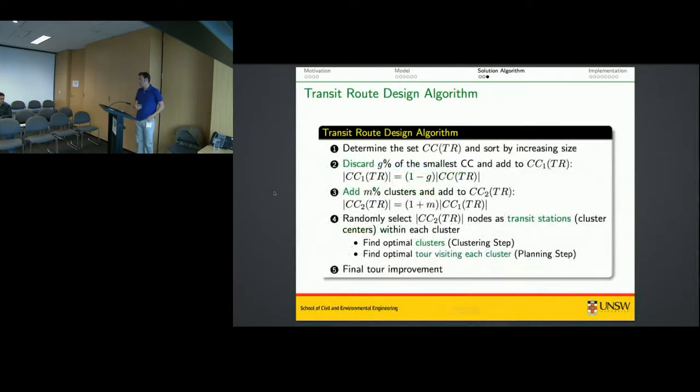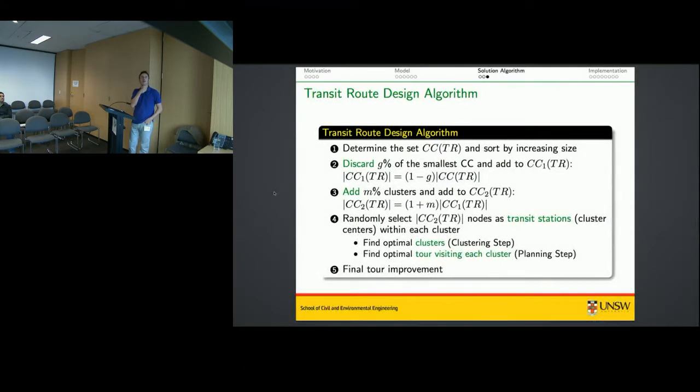The obtained procedure and the algorithm we have implemented can be summarized like that. We start by first counting the number and identifying the set of connected components for a given TR, and we sort them by increasing size. We discard a fraction G of the smallest connected components and add them to what we call CC1. The number of elements of CC1 is 1 minus G times the number of connected components in the former graph.